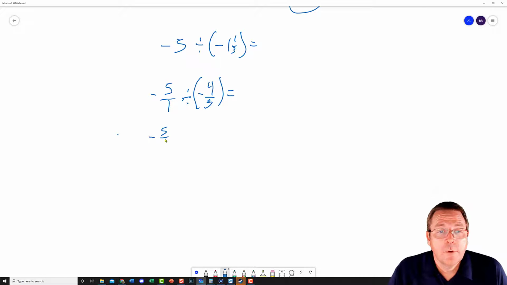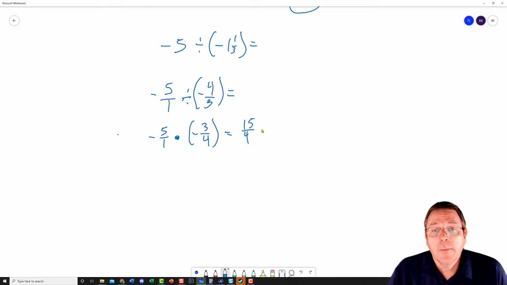Keep the first number, -5, change division to multiplication, and flip or take the reciprocal of the second number, making it 3 over 4. Nothing's going to simplify in here. 5 times 3 is going to become 15. 1 times 4 is going to be 4. A negative times a negative is going to be a positive.